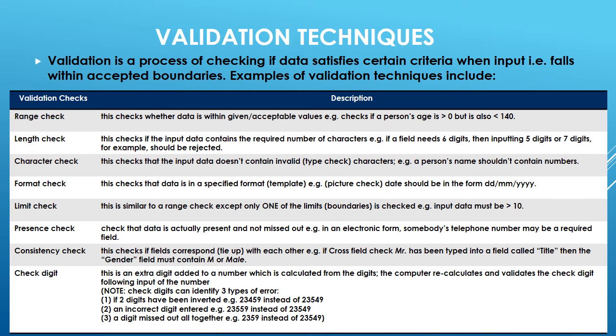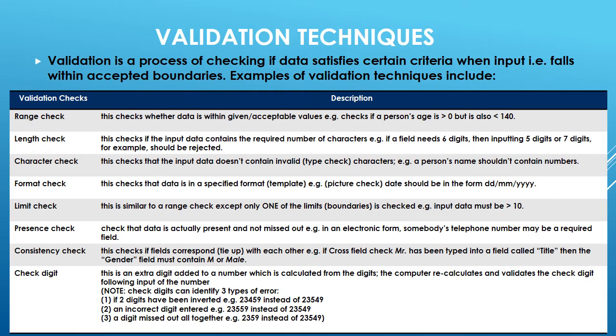Then the last one, check digit. This is an extra digit added to a number which is calculated from the digits. The computer recalculates and validates the check digit following input of the number. Check digits can identify 3 types of error. Number 1, if 2 digits have been inverted or transposed.